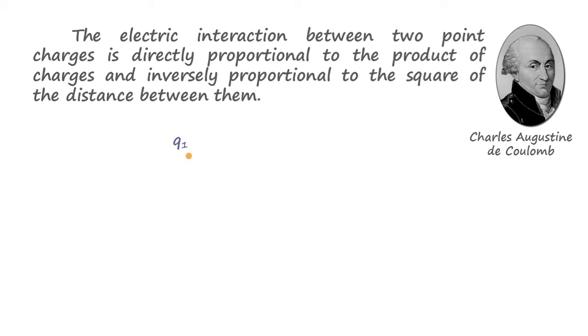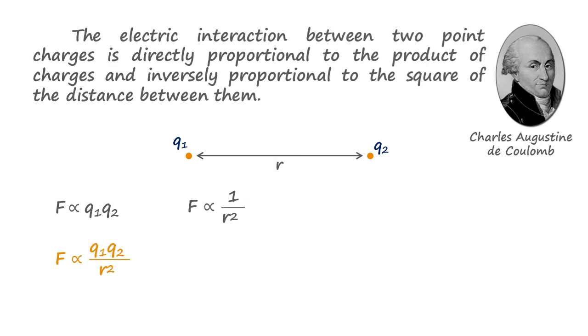Consider two point charges q1 and q2 separated by a distance r. Then the force F is directly proportional to q1 into q2 and it is inversely proportional to r square. Combining these two expressions, we get F is proportional to q1 q2 by r square. This proportionality sign can be eliminated by multiplying a constant, that is F is equal to k q1 q2 by r square, where k is equal to 1 by 4 pi epsilon.